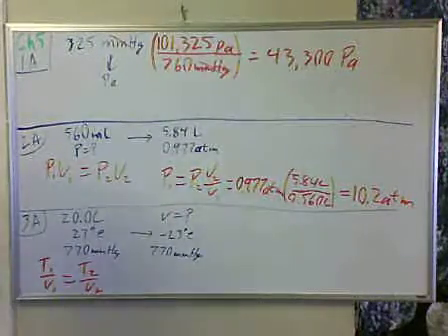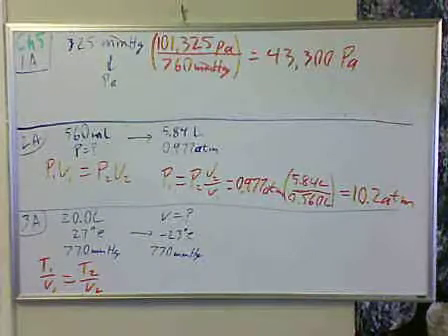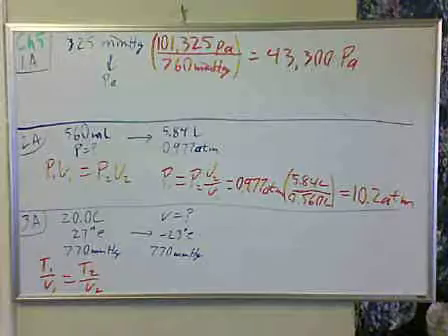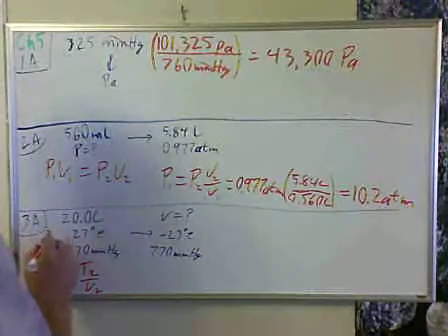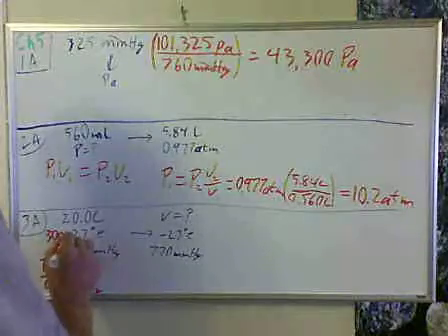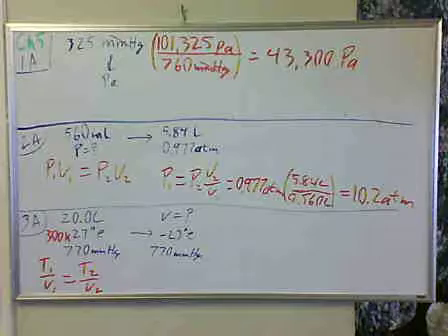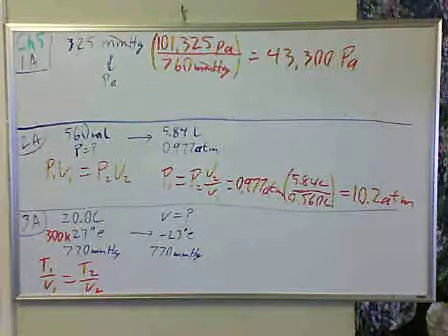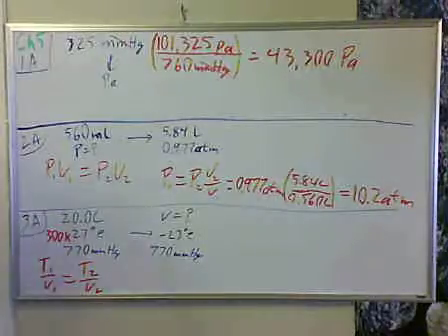Well, the first thing is that for all of our gas laws, when we do temperature, we have to use Kelvin temperature. So we have to convert our Celsius into Kelvin. So we add 273. That'll be 300 Kelvin. And 273 on that one will come to 250 Kelvin.